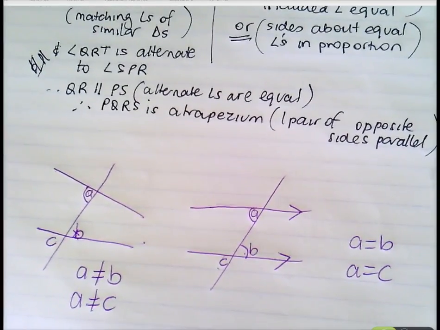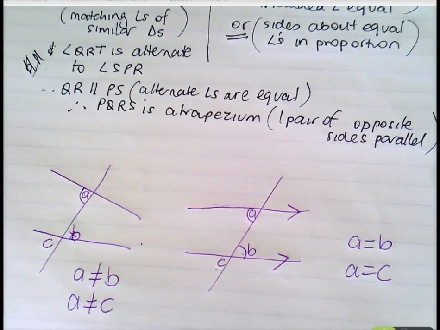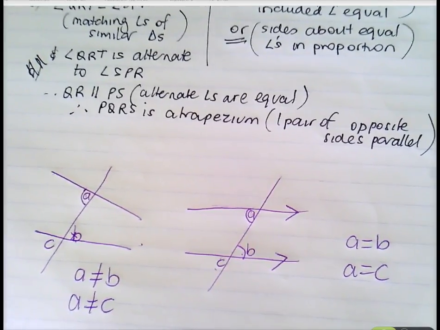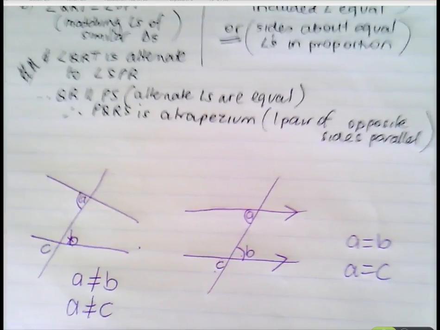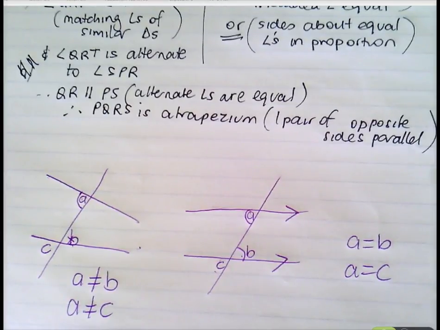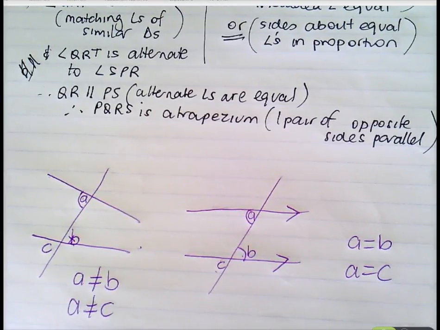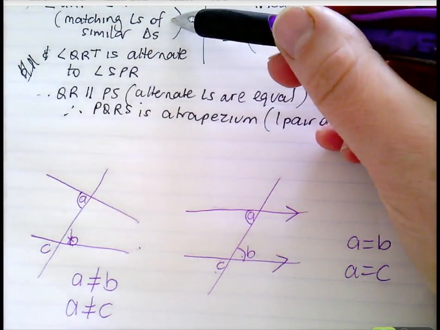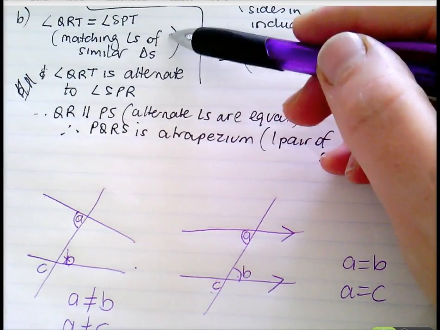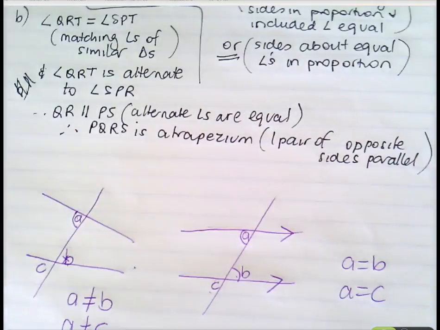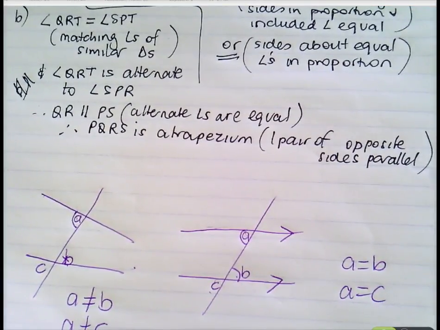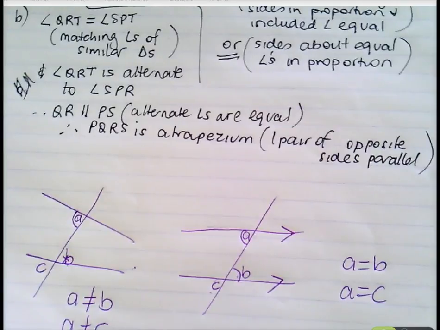So alternate, corresponding, co-interior just describe positions. The only time that they're equal is when the two lines are parallel. Does that make sense? All right, so alternate and corresponding aren't always equal. They're only equal if the lines are parallel, which is why up here, this is my test for parallel lines. I've identified the alternate angles, and they happen to be equal. So therefore, those two lines are parallel. Do you get the idea?